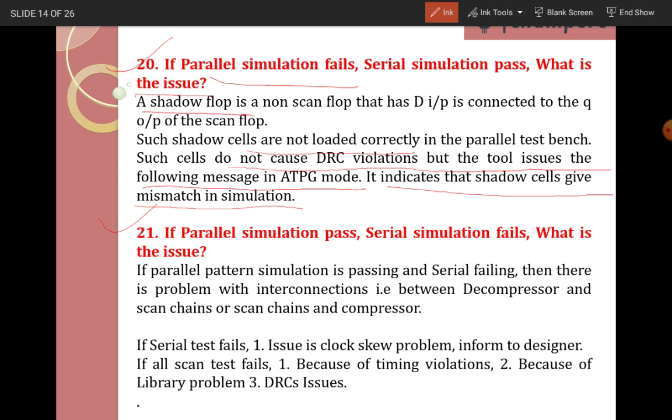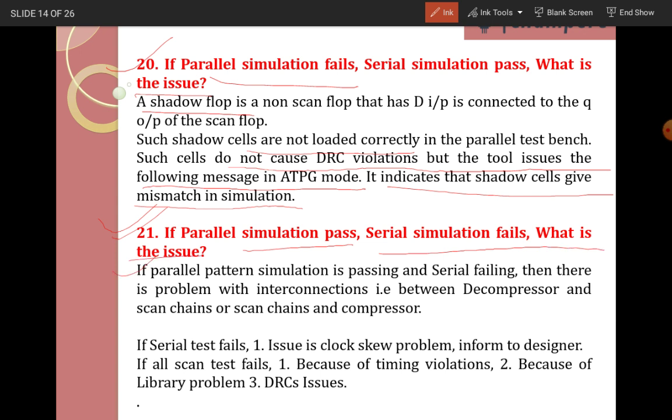While doing ATPG itself, it will show the message. It will indicate the mismatch in simulation, but you have to increase the sequential depth and proceed with coverage improvement. Okay, coming to the next question: if parallel simulation passes but serial simulation fails, what is the issue?